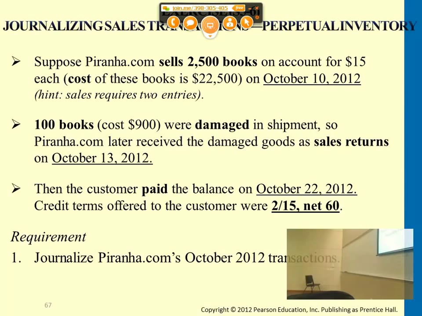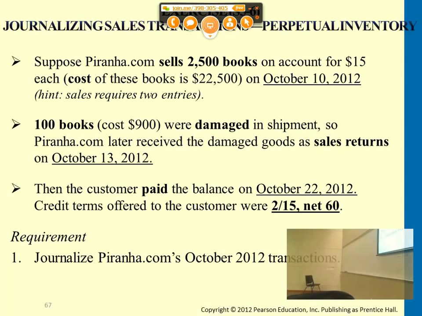You have the first one here. This company sells 2,500 books on account for $15 each. So each book, the retail price is $15, the problem tells you here. Second bullet point, it tells you that the customer returns 100 books to you and tells you the cost of the book. These 100 books were damaged, but they were returned to you, meaning that in the seller's viewpoint, you're actually collecting the inventory here, the second bullet point.